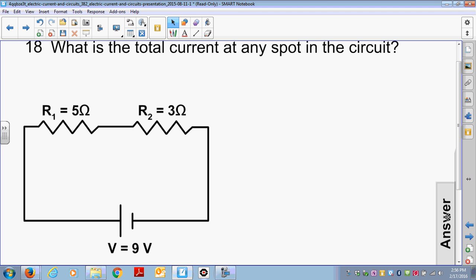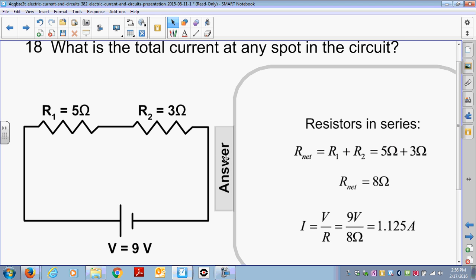Okay, so let's see if you have the correct answer. First thing we use is the equivalent resistance of 8 ohms. We then use that 8 ohms to solve for the current. You cannot use the 5 ohm resistor or the 3 ohm resistor by itself, because that's not going to tell us the total current in the circuit.